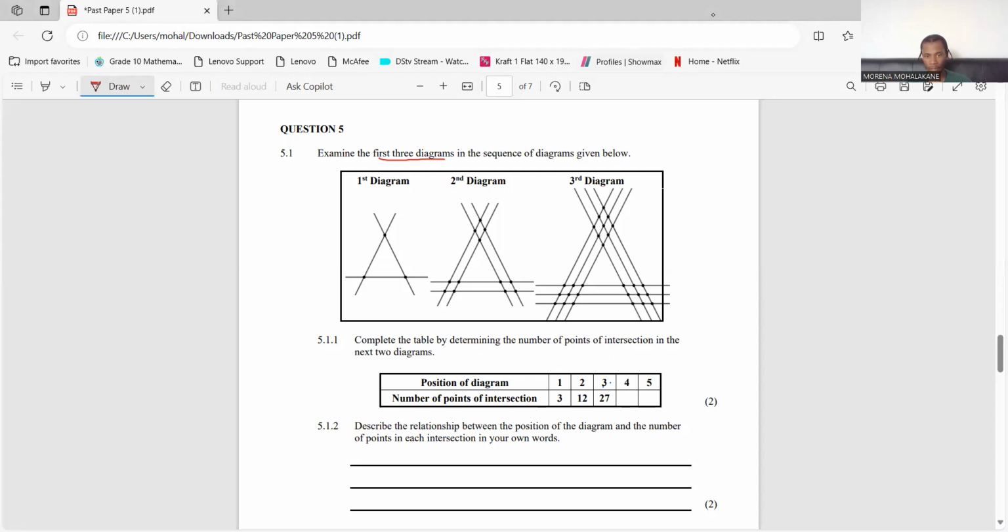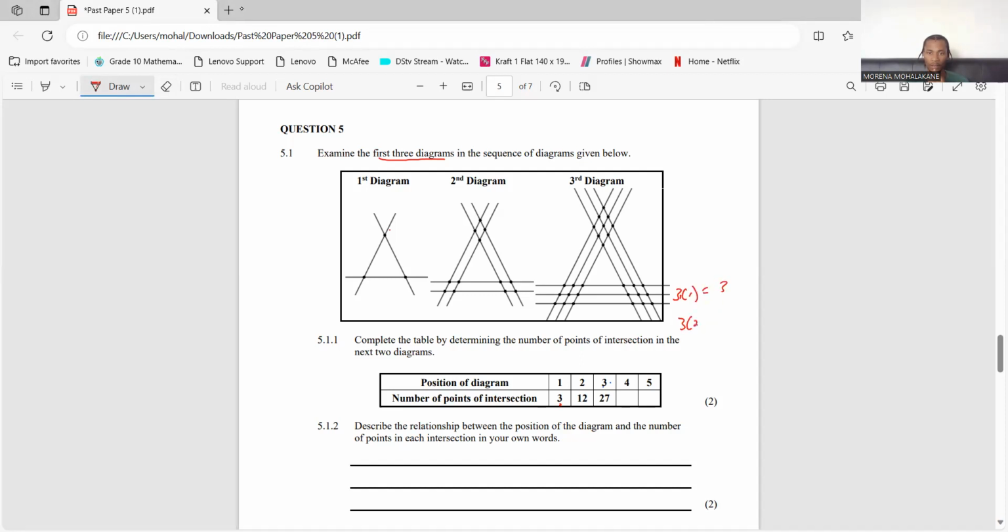the next 2 diagrams. Okay, so for us to get the next 2, we need to find the pattern, the order and the rule of the pattern, right? So looking at the first position here, the first position is 3 intersections. 1, 2, 3. So maybe we can be multiplying by 3. Here's the position. That gives us 3, right? 3 into the first position, 3.